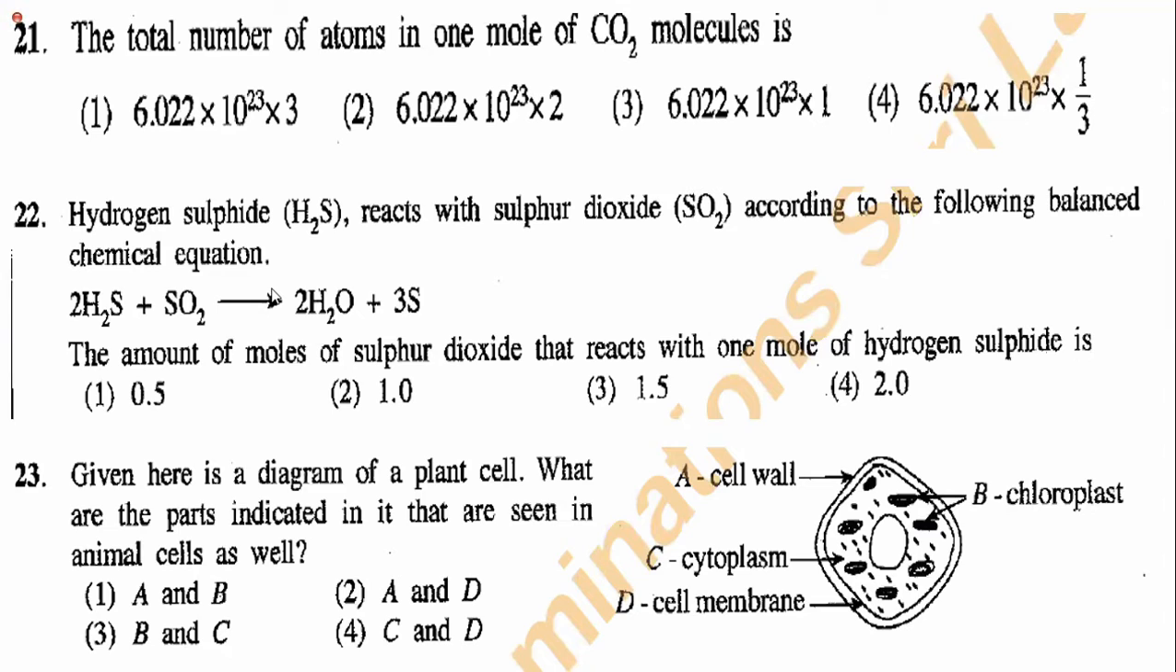The amount of moles of sulfur dioxide that reacts with 1 mole of hydrogen sulfide. This is hydrogen sulfide, 2 H2S, and the SO2 needed is 1 mole. If 1 mole of H2S is taken, what is the mole amount of SO2 we require? That is 0.5, because it is half of this one. So the answer is 0.5 mole. Next one.